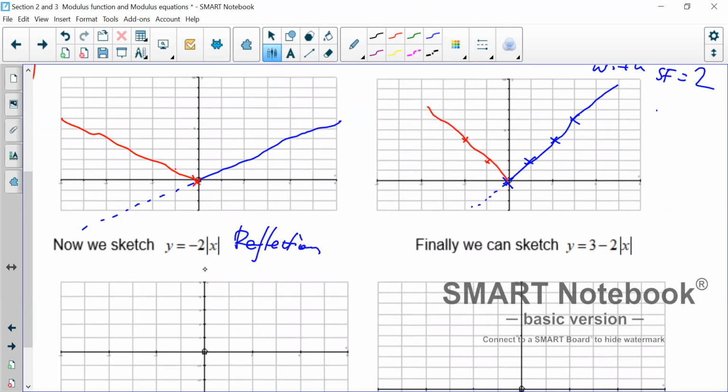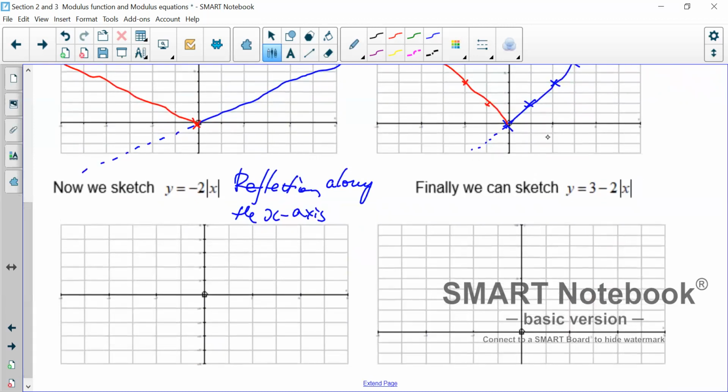And since before it's above the x-axis, now it gets flipped down. So it's a reflection along the x-axis. Okay, so that means if you look at the blue line, maybe I should use this one. Yes, so the blue line here now gets reflected downwards, same as the red line.